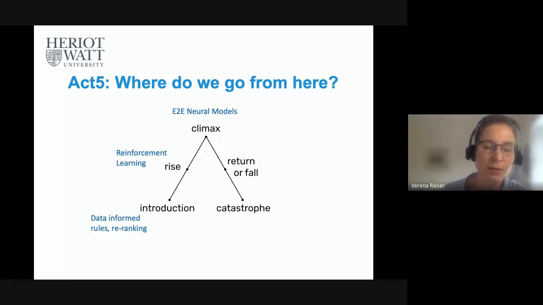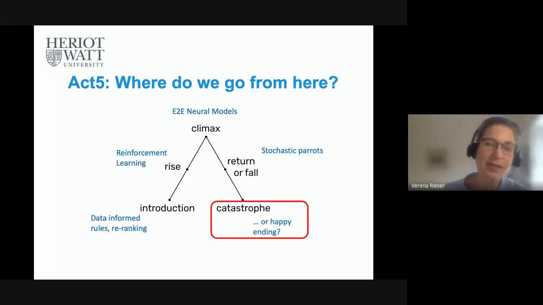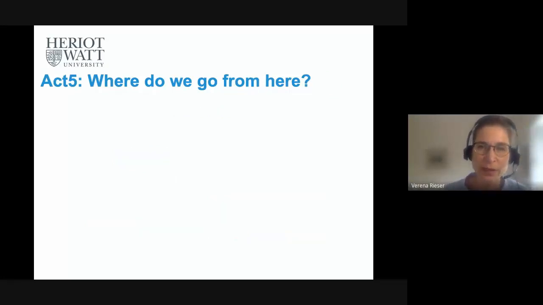A lot of people joined our community. The return or fall, I think, started to happen with the famous stochastic parrot paper by Emily Bender and colleagues. And now we're at the point where we need to ask ourselves, can we flip this around to be a happy ending? So what needs to happen? What are we going to address first?